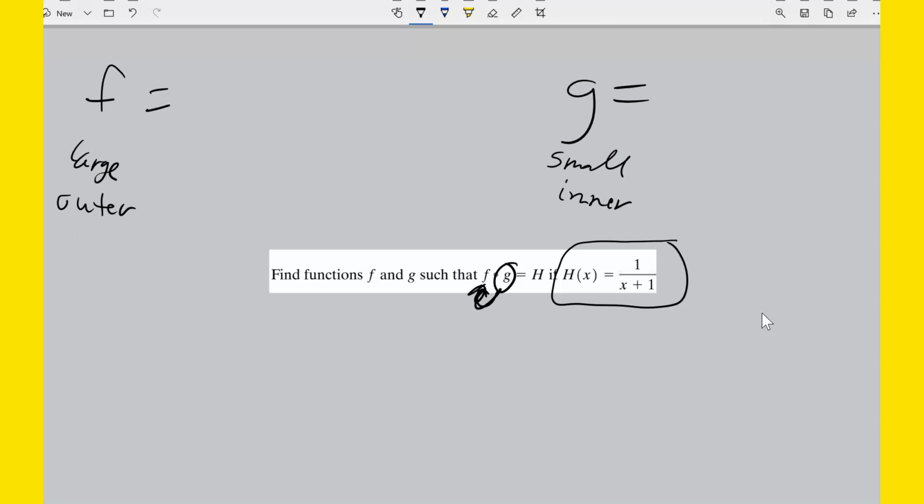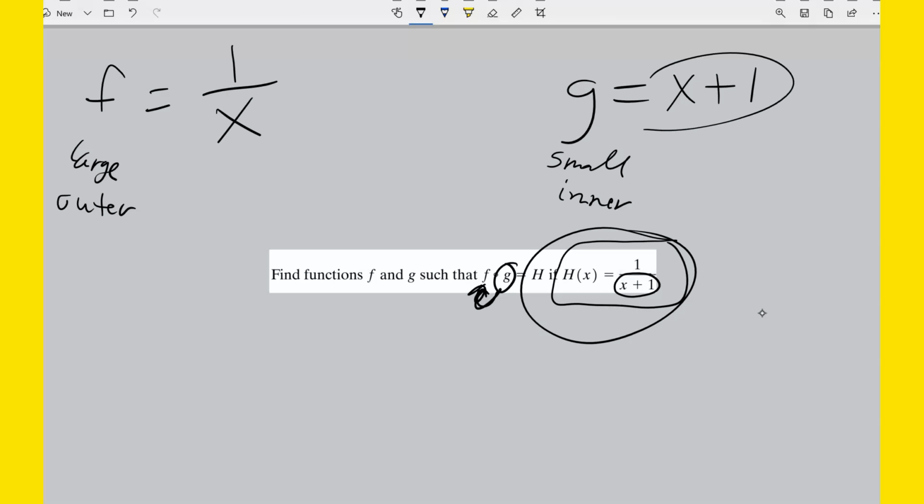So maybe g could be this function that's happening right here on the inside of that bigger one. It can just be the x plus 1. And then what would we plug x plus 1 into to get 1 over x plus 1? It would just be 1 over x. Because when you plug this into there, you get 1 over x plus 1.